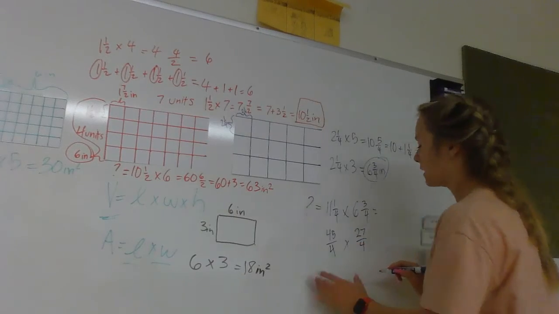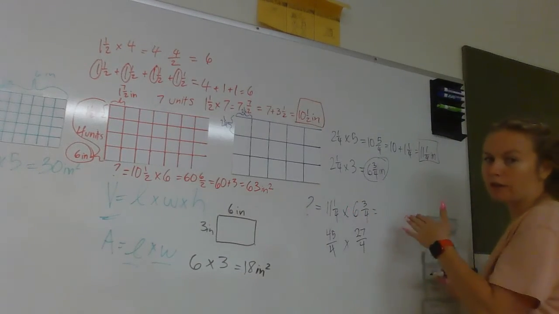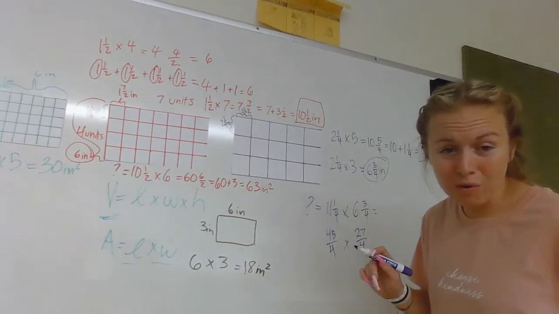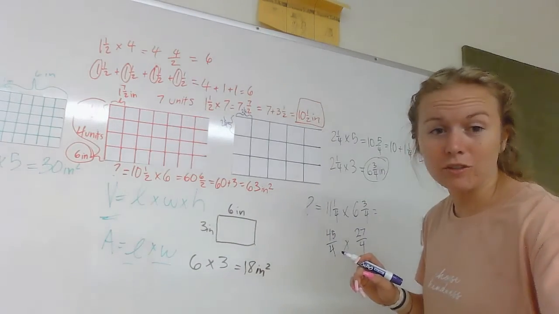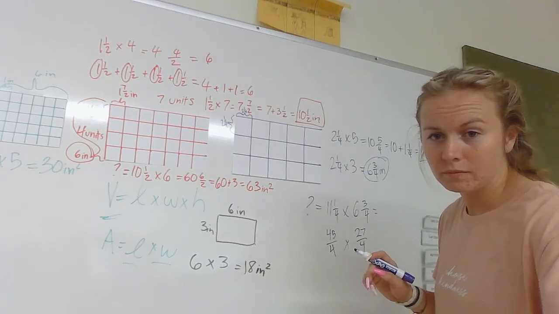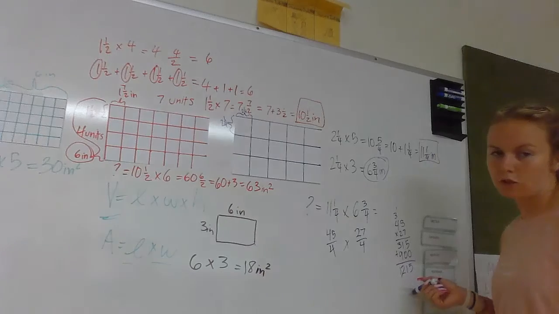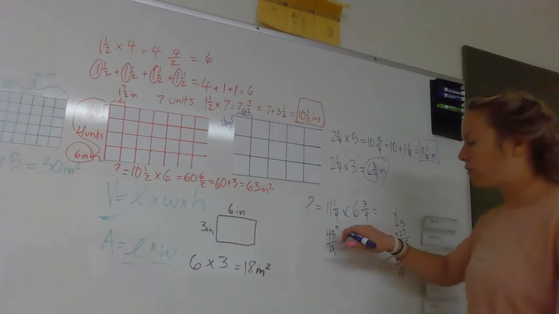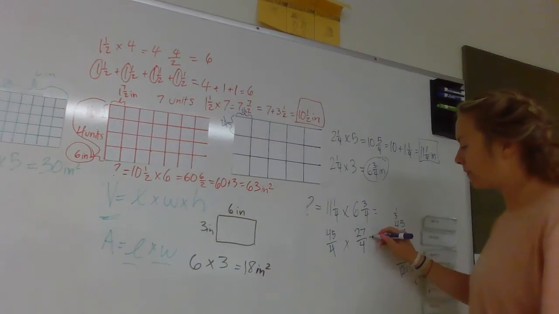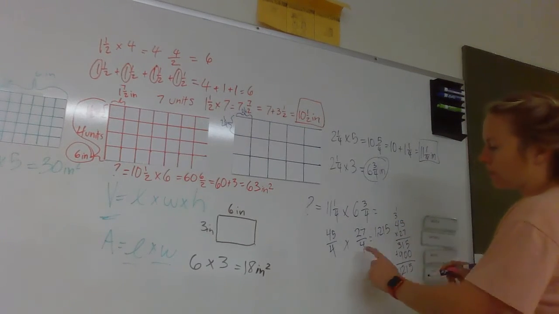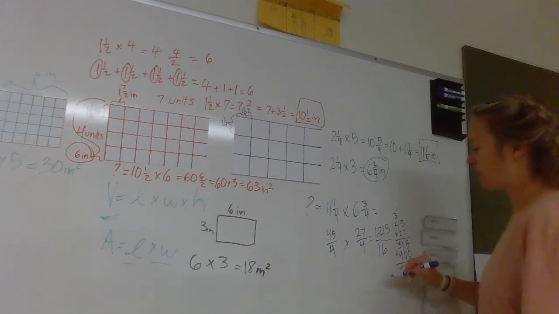We multiply those together. Now I just get to go straight across, so 45 times 27. I don't know that off the top of my head. Okay, I took the time and did it, and I got 1,215 for 45 times 27. So that's 1,215, and then we know 4 times 4 is just a simple 16.